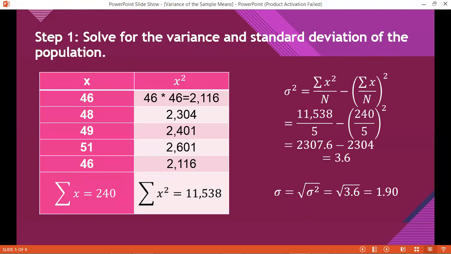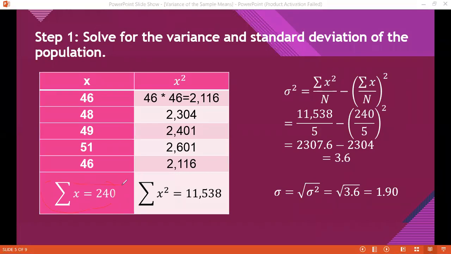So step 1, solve for the variance and standard deviation of the population. You need to have a table of two columns. We have x and x squared. Now, our x here are the weights of the students. So, what is the weight of A? That is 46. What is the weight of B? 48. What is the weight of C? That is 49. Weight of D? 51. And weight of E? 46. And let's get the total of the x. So, that is 240.